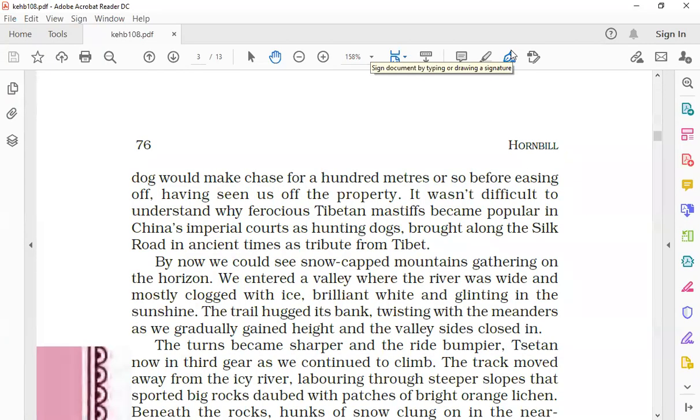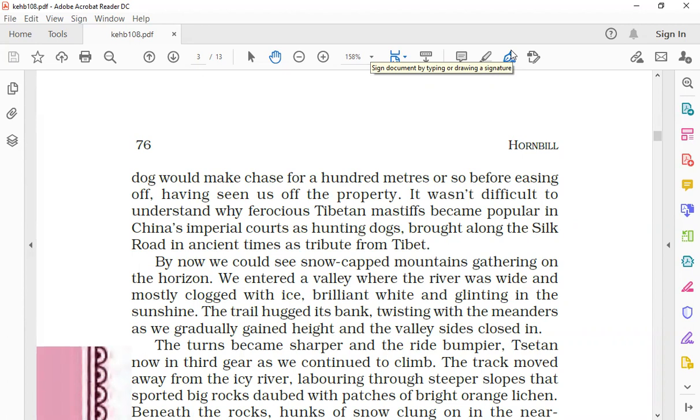So the author is now describing the picturesque view of the area from where he was passing. So he says that after crossing those Tibetan dogs, they started witnessing snow-capped mountains. Door se unko jo pahar the, wo barf se dhake hue the, and they could see it very clearly. They entered the valley, which was covered with wide river covered with ice, which was white and shiny in the sun. So, उस वैली में जो नदी थी, उनके जो रास्ते के साथ साथ जो नदी थी वो बर्फ से ढकी हुई थी और वो चमक रही थी. The ice was shining bright in the sunshine.